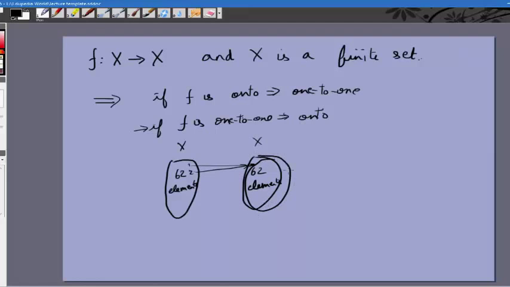If it is onto, that means you have 62 elements going to 62 elements, and you cannot have one element going to 2 elements. That means obviously you can have one element going to one element each, and no two elements will have the same images. Otherwise, this number would be less than 62. This is only true for finite sets, of course. This is not true for infinite sets, such as the set of real numbers or the set of natural numbers.